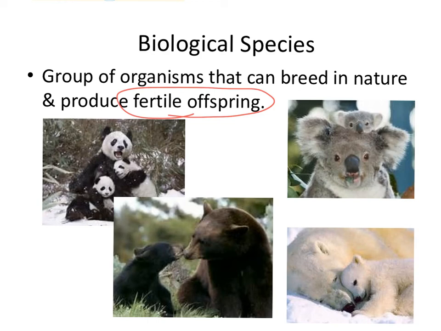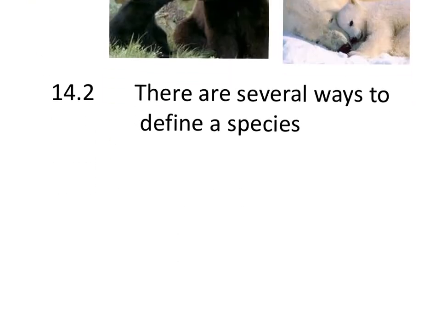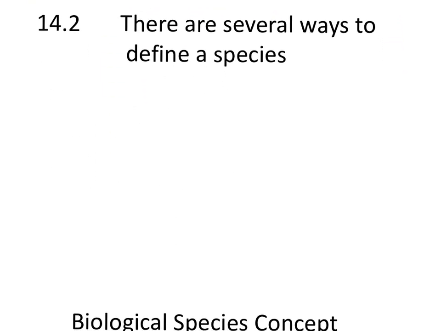Unfortunately, this one definition of a species isn't really good enough for biologists because there are too many exceptions or things that we might not know if they can breed and produce fertile offspring. So just having this one definition isn't really good enough. So actually, there are several ways to define what species are. We're going to go through those quickly here.